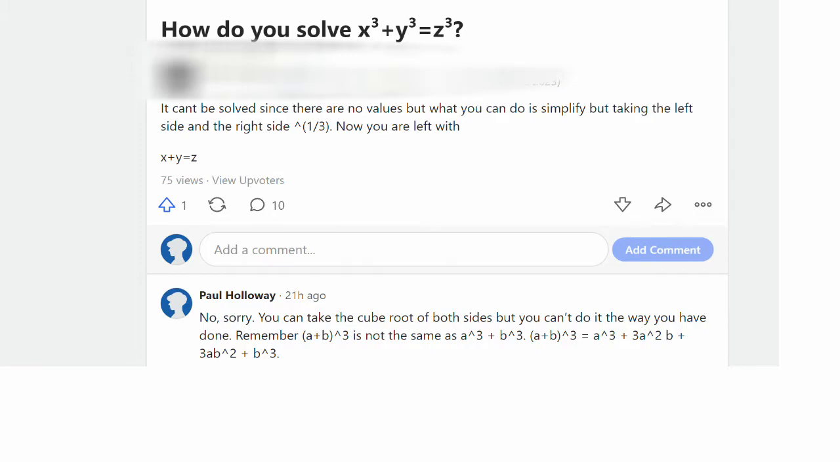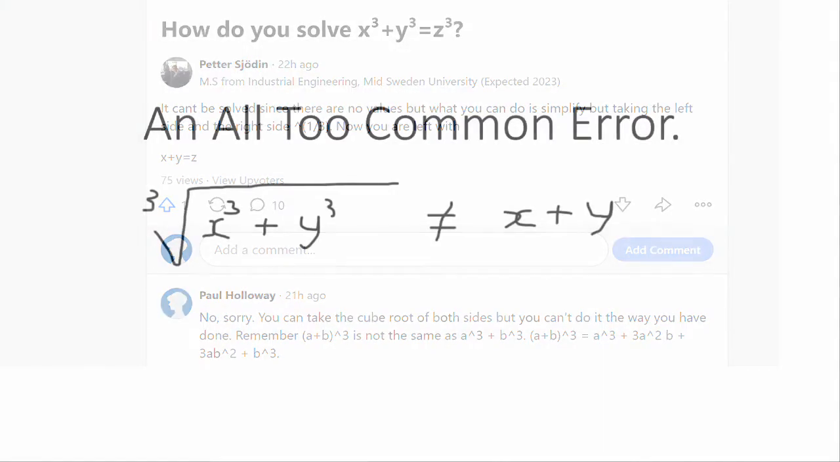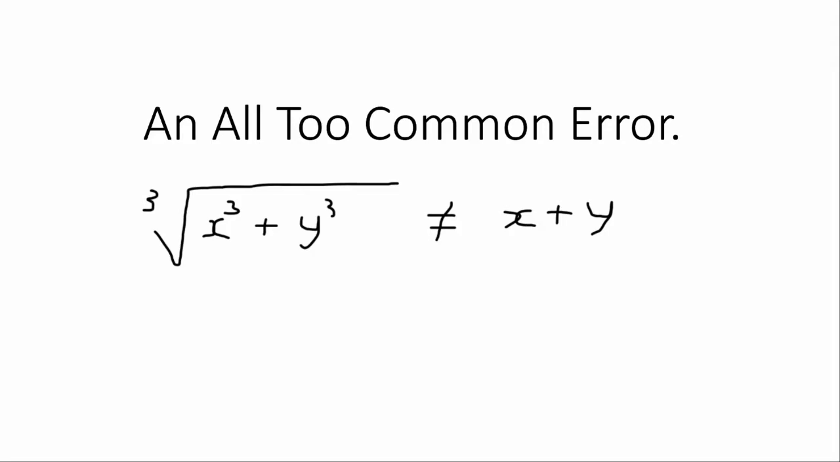First off, I want to thank a Quora user for this post, as it helps show just how common and easy a mistake this is to make. The problem arose when he took the cube root of both sides of the equation and found the cube root of the sum of x cubed plus y cubed by taking the cube root of the terms separately. Don't worry, we've all done it. So this is the problem. We can't just say the cube root of x cubed plus y cubed is equal to the cube root of x cubed plus the cube root of y cubed, which is the same as x plus y.